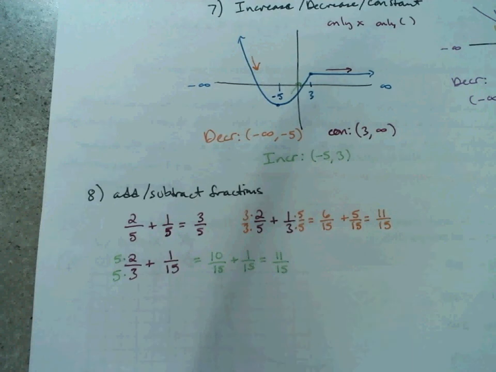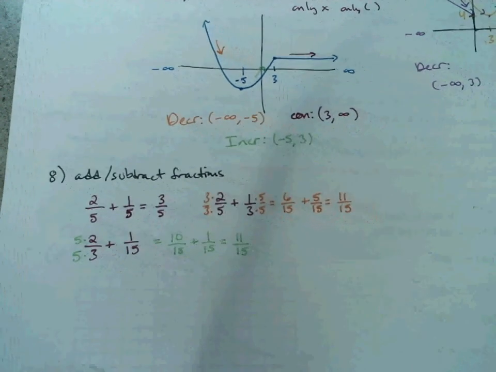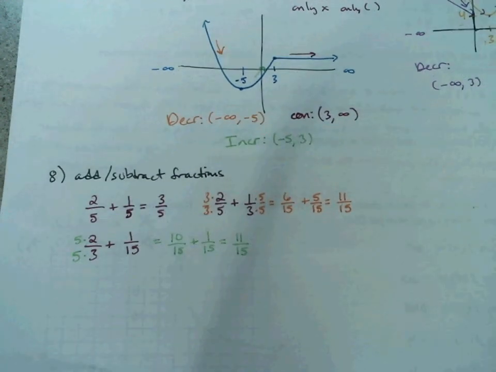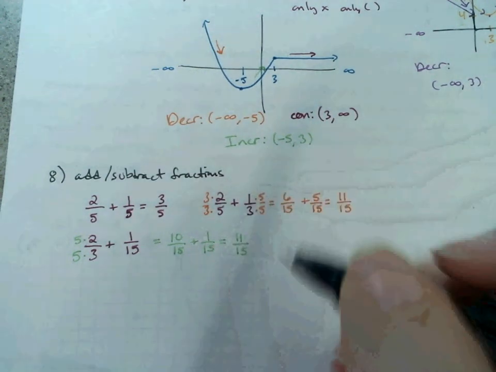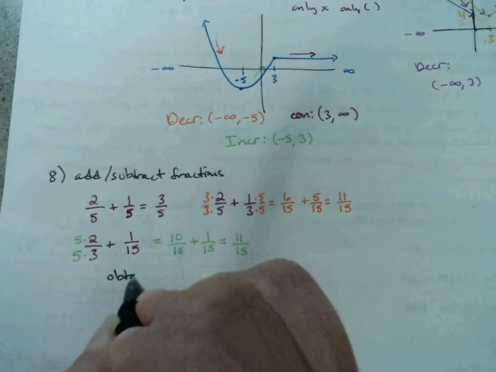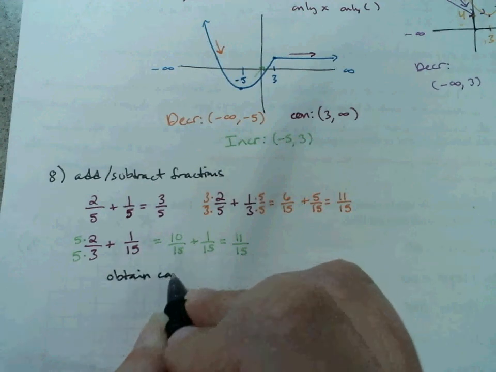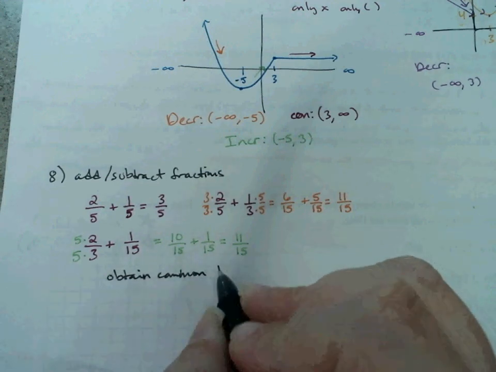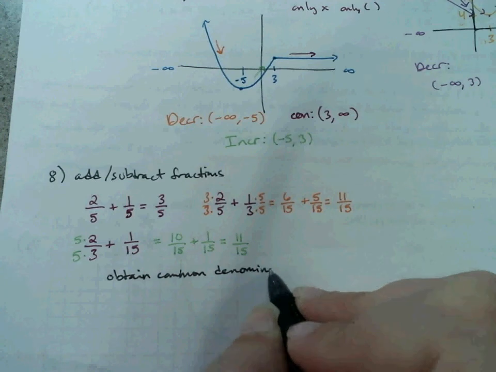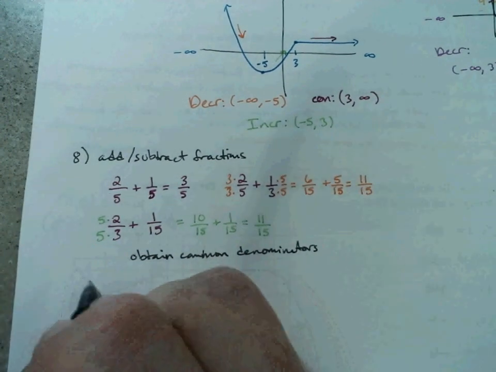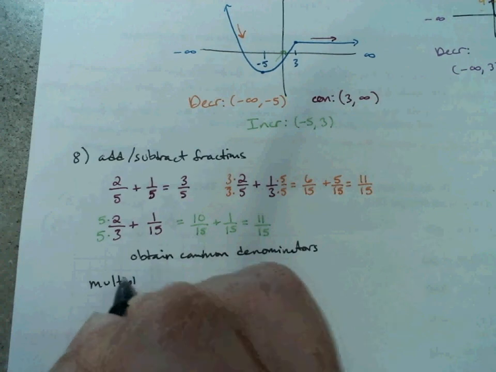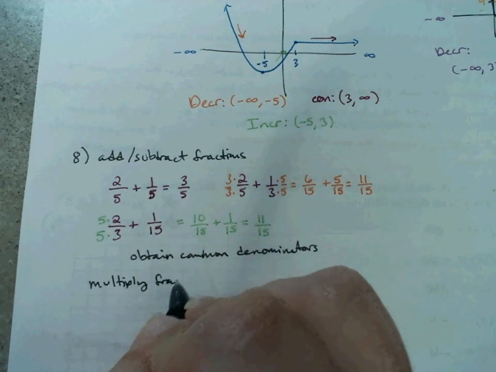Okay, so you have to have the same denominator. You have to have common denominators in order to be able to add or subtract fractions. So obtain common denominators. Okay, now how do I multiply fractions?